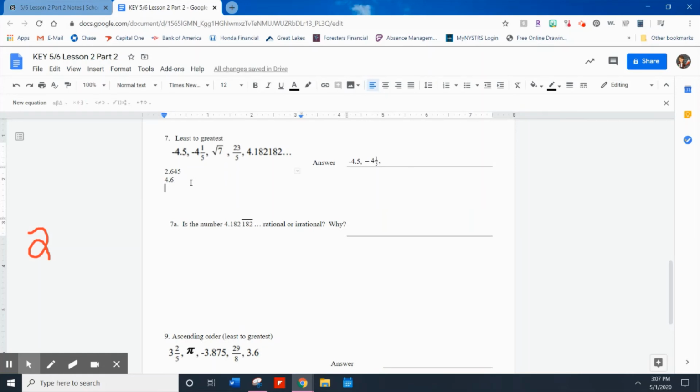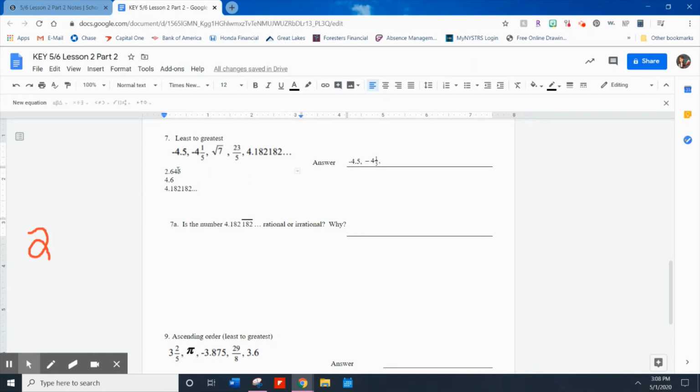And then we've got this long number, 4.182. Now it has a dot, dot, dot. That means it goes on forever, okay? But there's no showing of any repetition, like no repeating decimals. It doesn't say anything is repeating, so just be careful with that. Okay, so we're going from least to greatest.